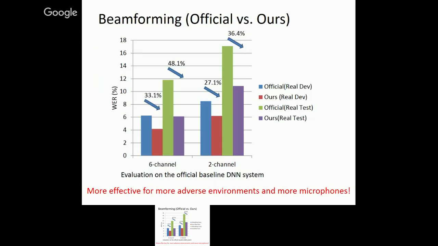You can see that for the development set, the relative reduction is smaller than for the real test set, because the baseline is already very high. So our method does some aggressive noise reduction for the adverse environments. And with more microphones, you can see that the improvement is more significant.